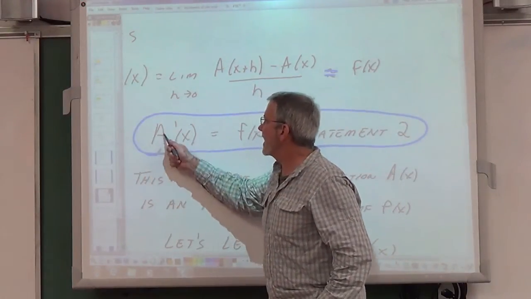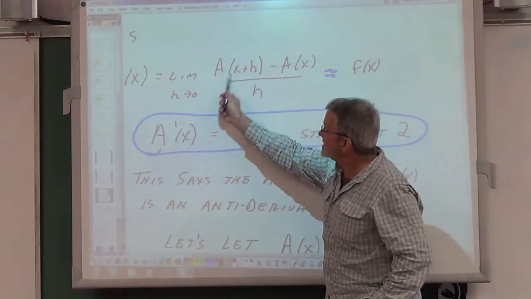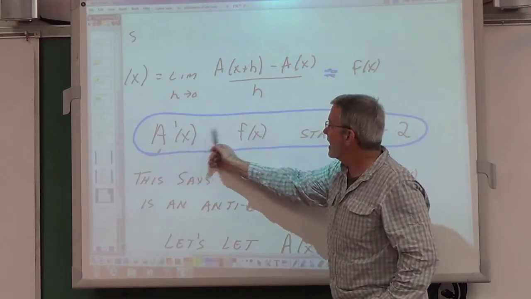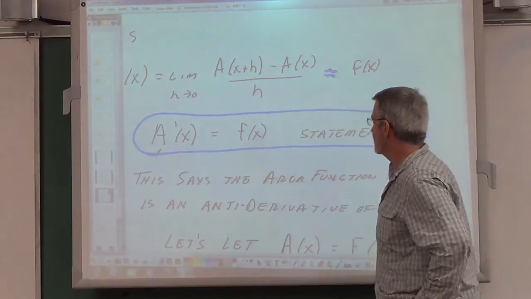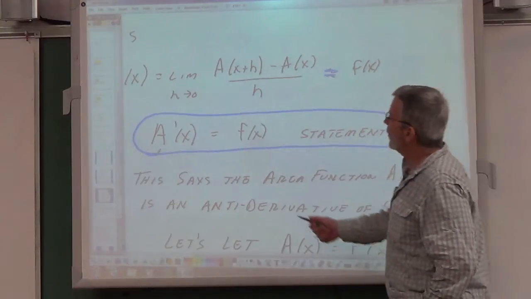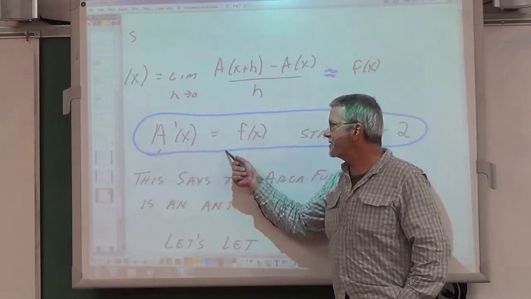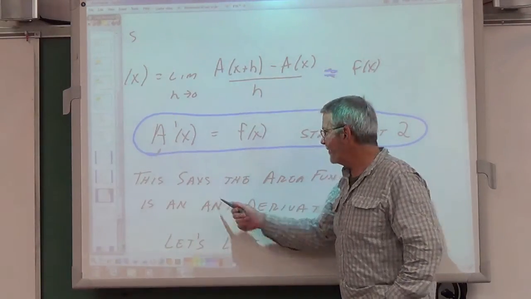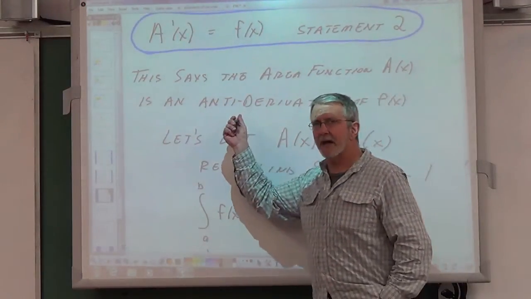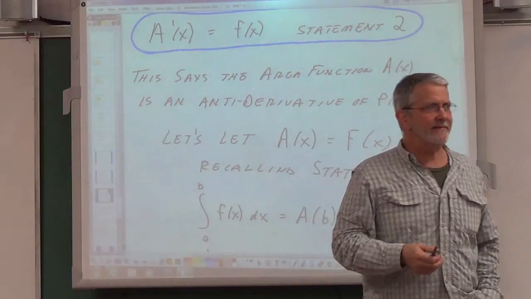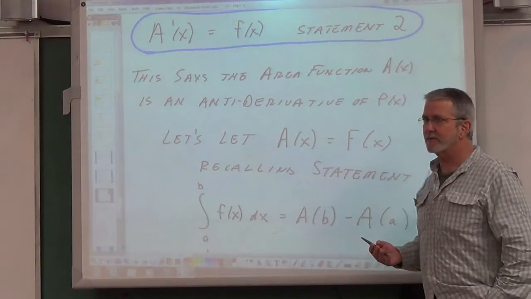That a prime of x, by the definition, is a prime. This is equal to a prime by definition. And this is equal to f of x because of the discussion we had with the rectangle on h approaching 0. Hey, what does this statement say? By definition, this statement says that that area function, a of x, is an antiderivative of little f of x. That's very interesting, and it's not only very interesting, it's going to be extremely useful.